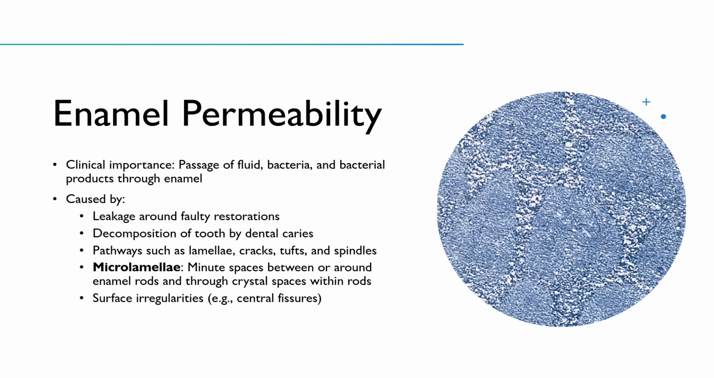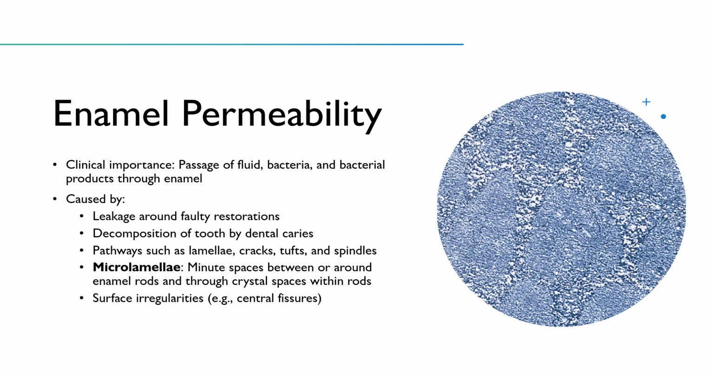And this can be caused by lots of different reasons. The enamel might be more permeable if there are faulty restorations. Faulty restorations could be an amalgam or a composite resin filling that is starting to break down around the margins, and then leakage can happen, so that area will be more prone or more permeable. Also, when a tooth is starting to break down because of dental caries, and also those little pathways and other structures we talked about: the lamella, those tiny little fractures or hairline cracks, the tufts and the spindles might also be ways that the enamel is more permeable.